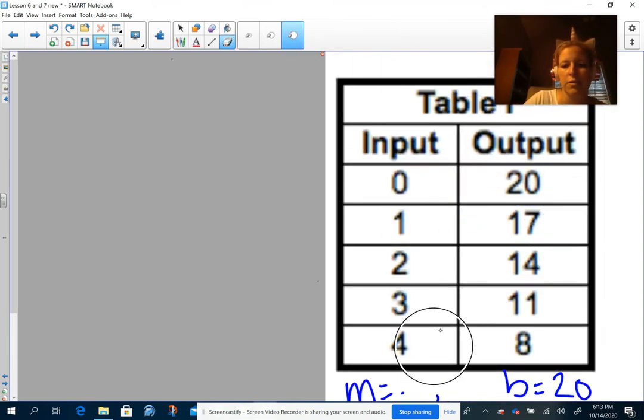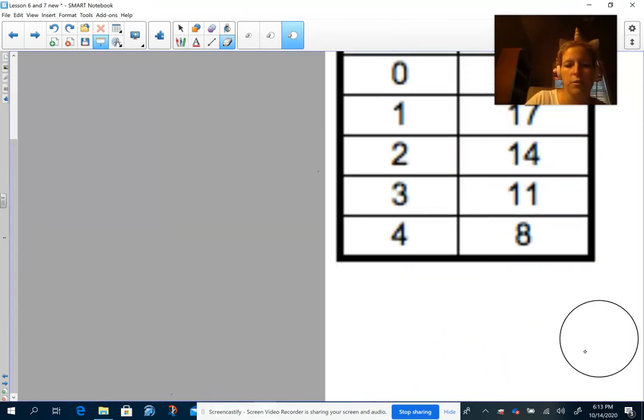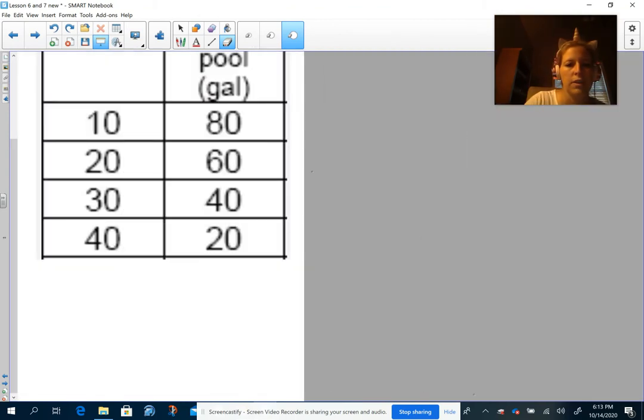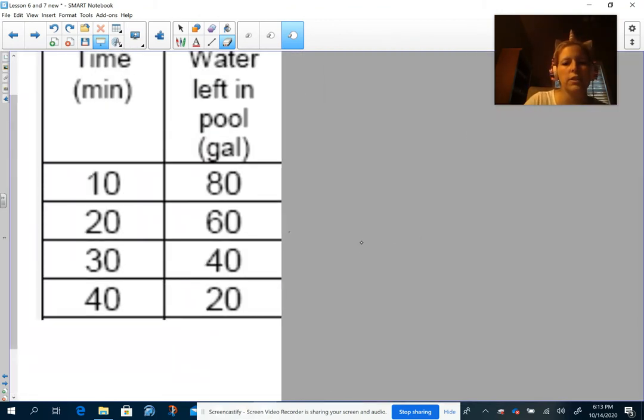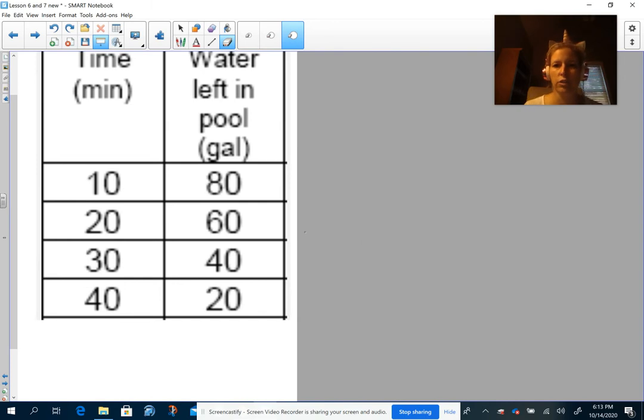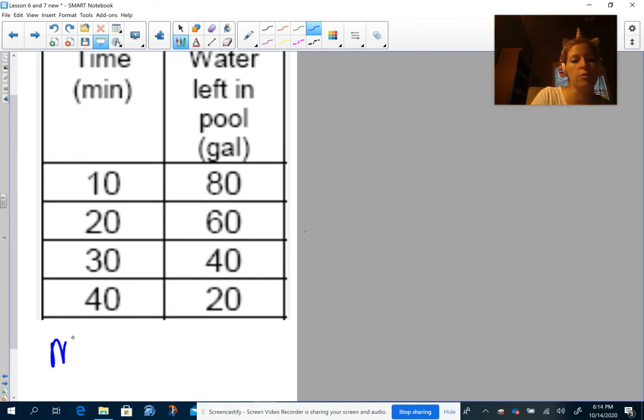Okay, let's erase all this. Let's try another one. Here we go. Okay, don't freak out over this one. Find the rate of change first. Pause my video and be very, very careful, because I've got a change of y and a change of x. So be careful on this one, okay? Make sure you divide and simplify. Pause my video and I want you to find the rate of change. Go.